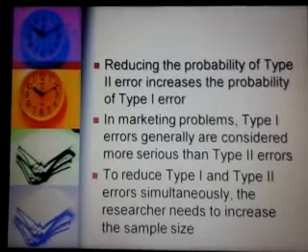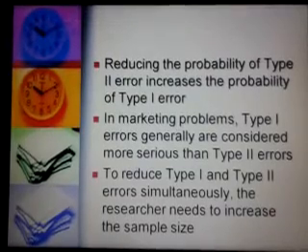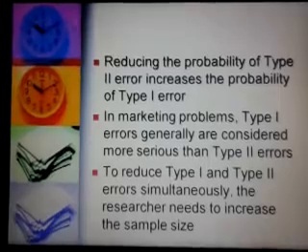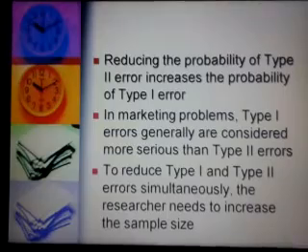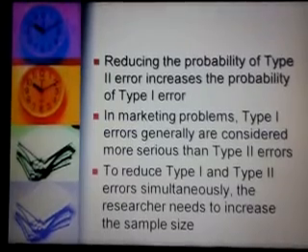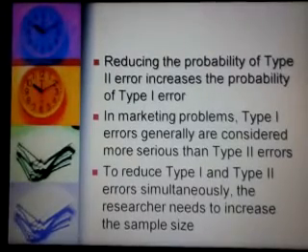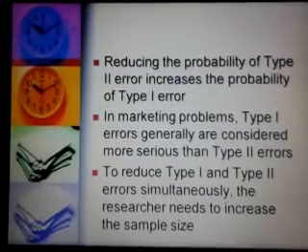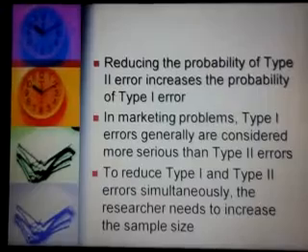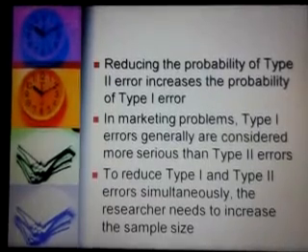In marketing problems, type 1 errors are generally considered more serious than type 2 errors. As we have discussed, type 1 error shows that there is a relationship even if the relationship does not exist. So that is more problematic in marketing, that the marketer assumes that there is a relationship while the relationship is not there. So the marketer keeps on doing whatever the marketer thinks, but it actually does not happen.